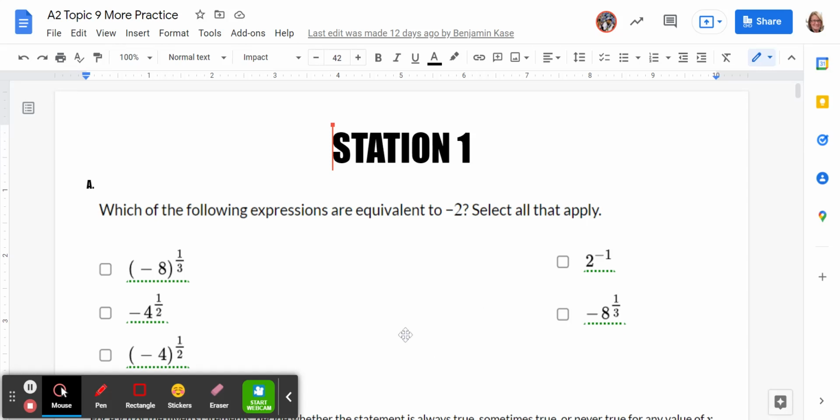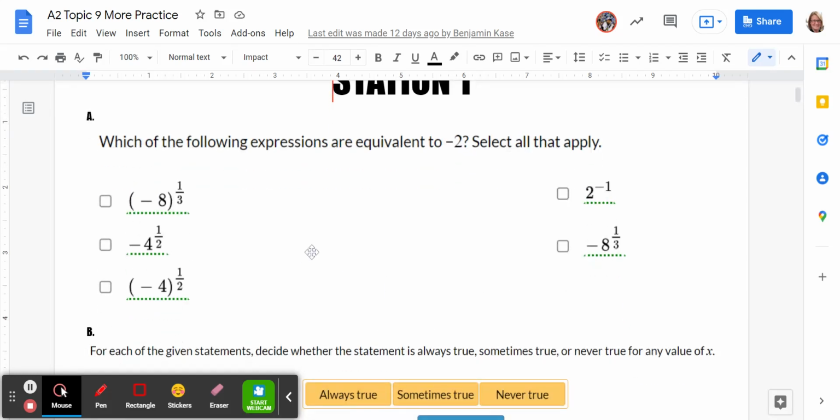Hey guys, just going to quickly go through this for you in case you get stuck or need some help. When we go through this, we're just going to simplify each of these. We want to know, when does it equal -2? So this is like saying the cubed root of -8.